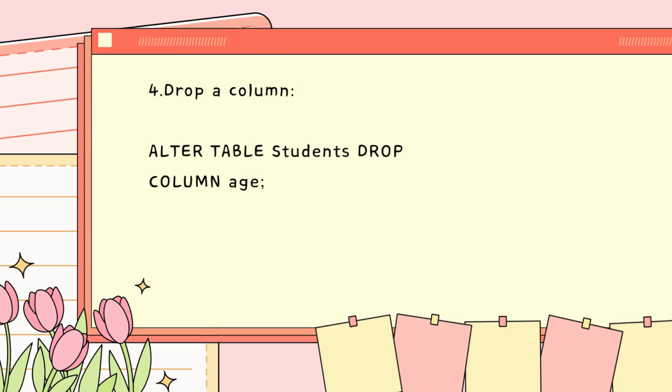Example: let's say we have a table called students with columns ID, name, and age. But now we don't want the age column anymore. We can write: alter table students drop column age.